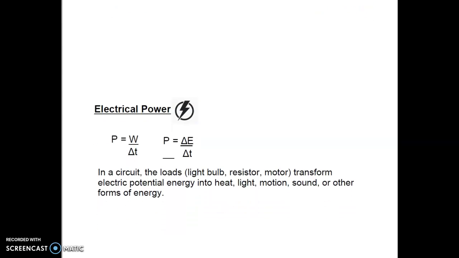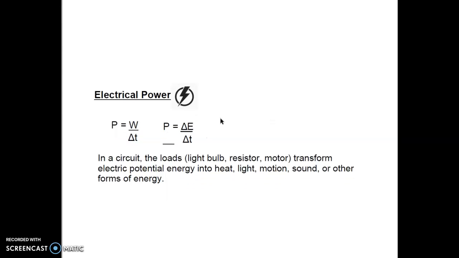So first we're going to start with electrical power, and we did see this in the past, again a week ago, but here are our formulas, so make sure you have these on your formula sheet. So P equals W over delta T, and that is the exact same thing as P equals delta E over delta T. So work equals the change in energy. So W equals delta E, sorry.